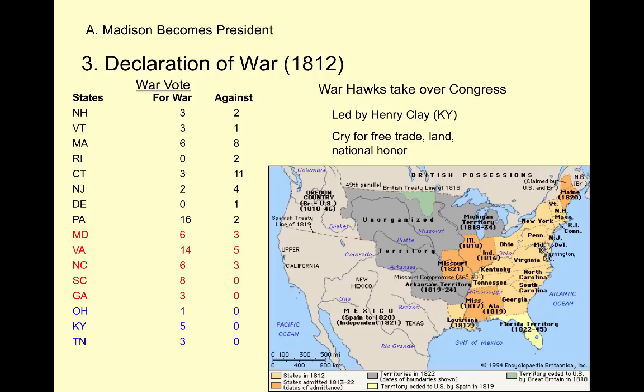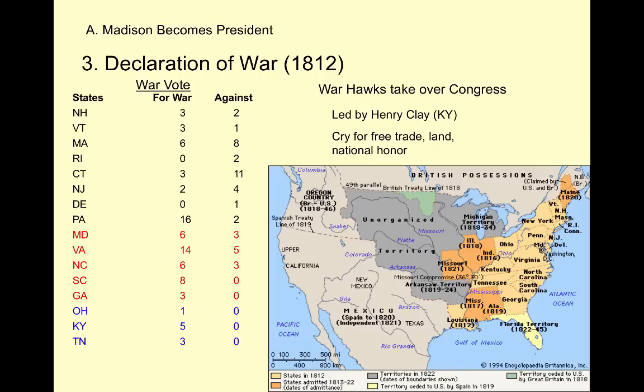Then we see up in the Northeast, not all of the states, but most of the states like Massachusetts, Rhode Island, Connecticut, New Jersey, Delaware, they're all voting against war with England for the main reason that these states all depend on trade with England for their economy. It's their number one trading partner. And if we go to war with England, we're not going to be able to trade with England, and so we're going to see that the economy of the Northeast is going to fall.